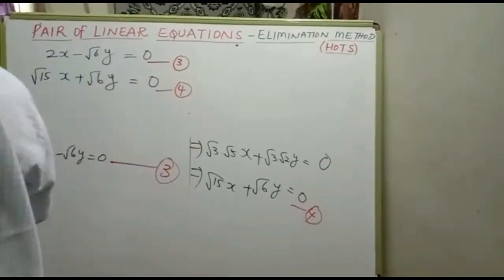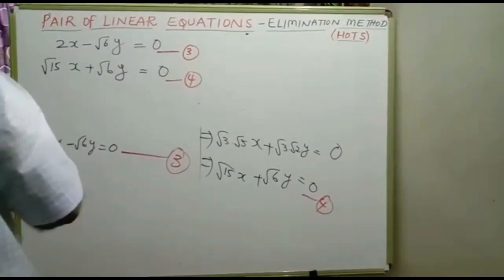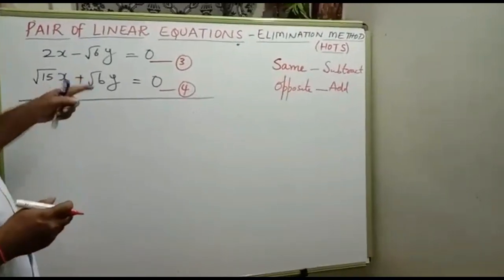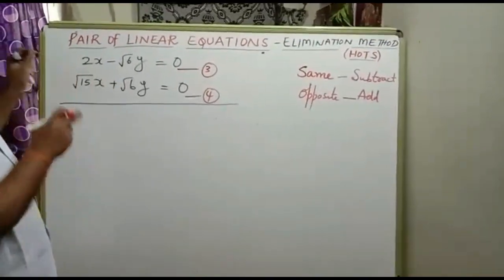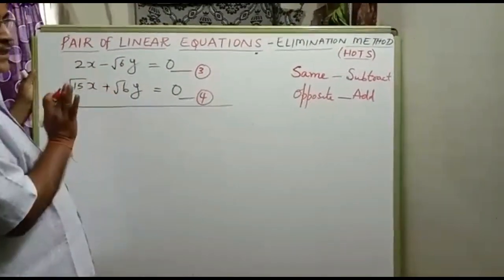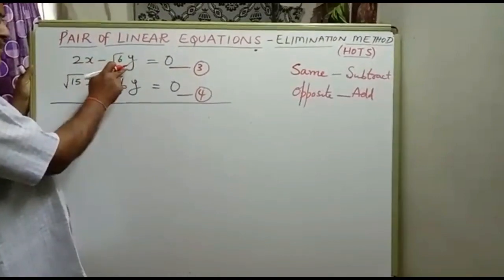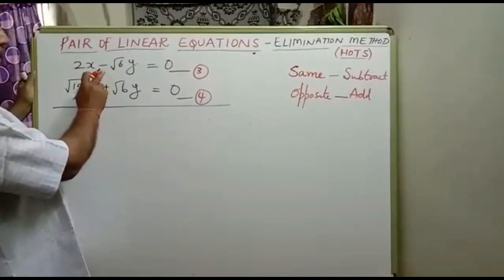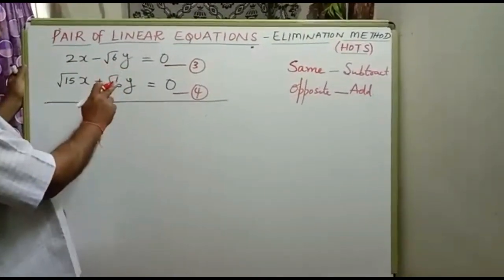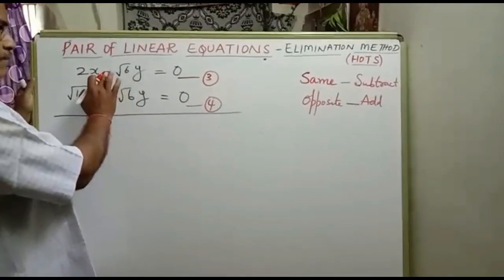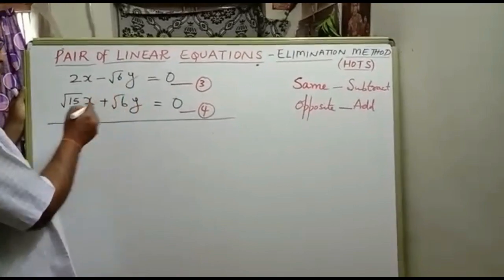Now I am going to solve those two equations. Here I am going to eliminate y. What is the coefficient of y? Sorry, root 6. First of all, I have to check the signs in front of the equal coefficients. Here minus root 6y and plus root 6y, those are opposite signs.